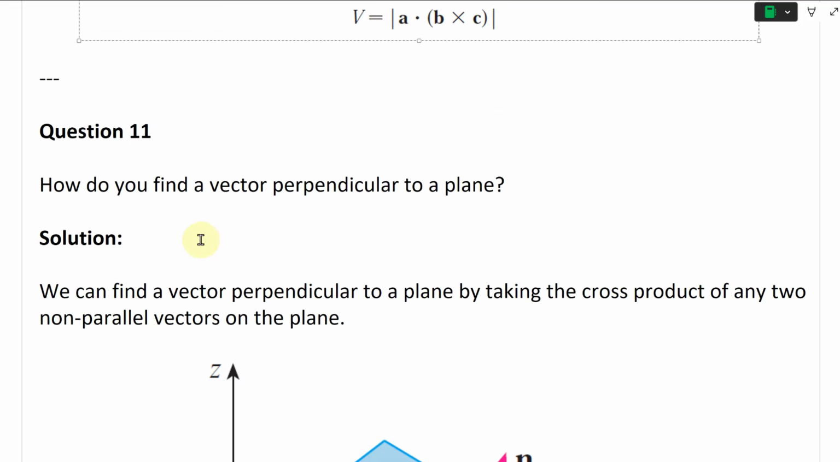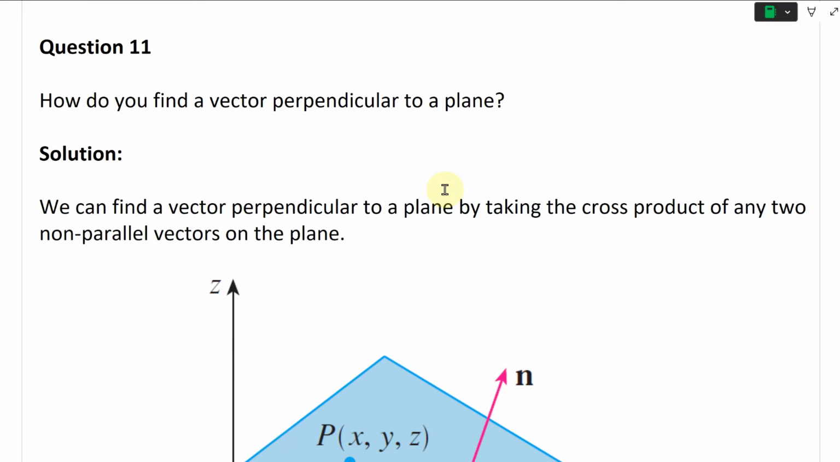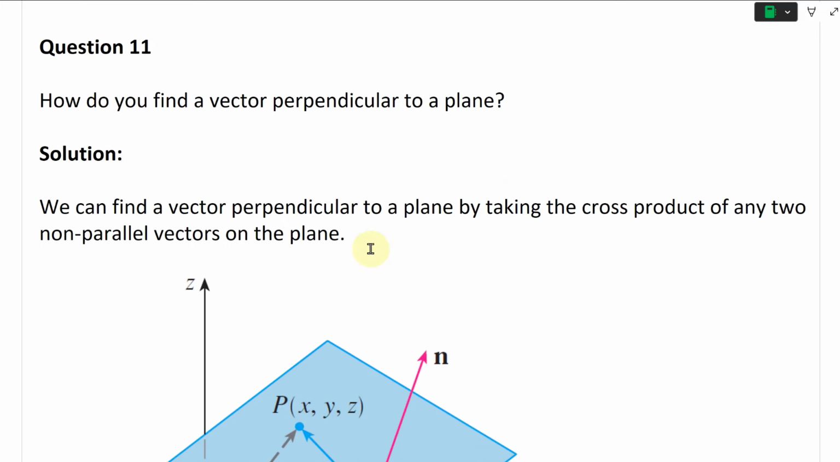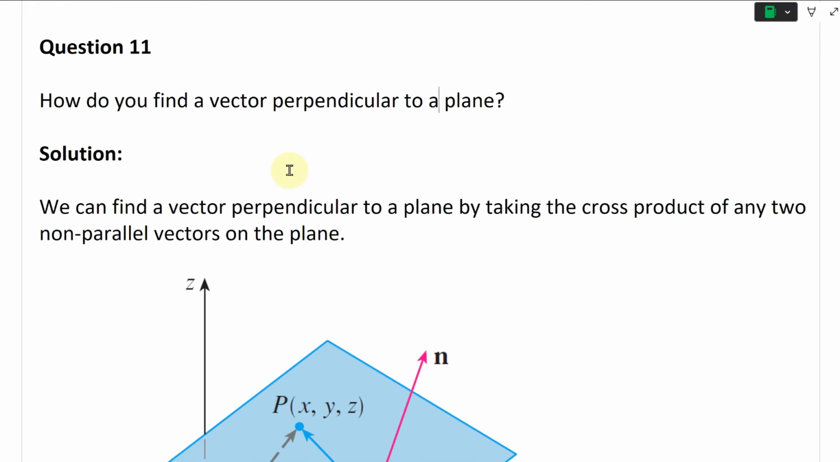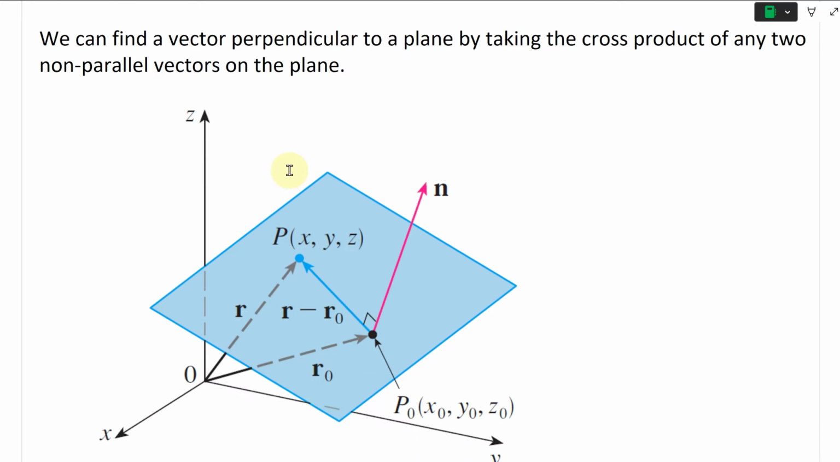All right, question 11: how do you find a vector perpendicular to a plane? The solution: we can find a vector perpendicular to a plane by taking the cross product of any two non-parallel vectors on the plane. In other words, if you have a point on the plane like here, P, X, Y, Z, and this other point, P0, all you need is another point on it, and then just take the cross product. So let's say you had a Q like this.